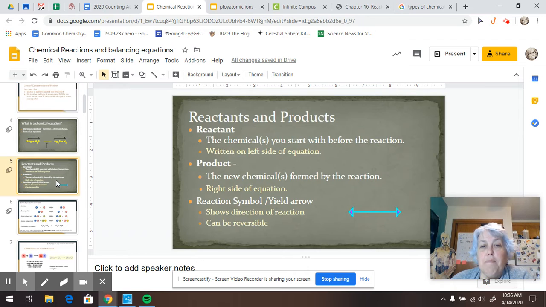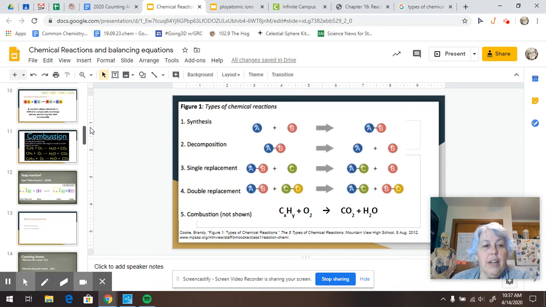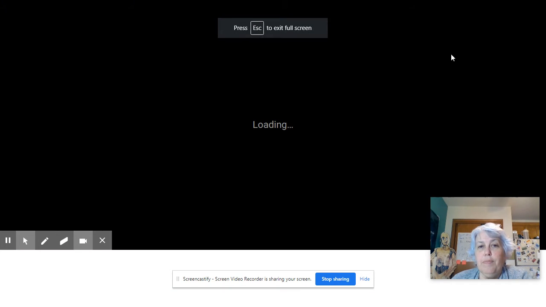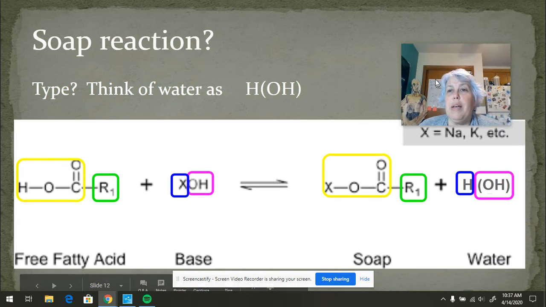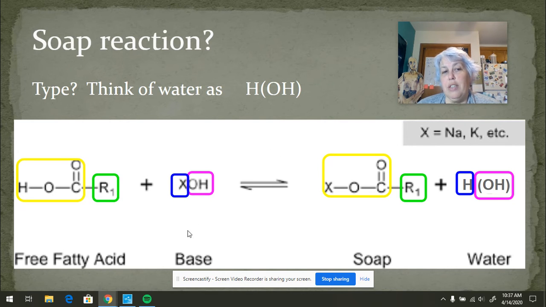Okay, so we talked about these 5 types of chemical reactions, and you've had practice with that. I just wanted to kind of check in with our soap reactions. So when we have a chemical reaction happen with soap, this is a little bit messy, but think about what type of reaction this is.